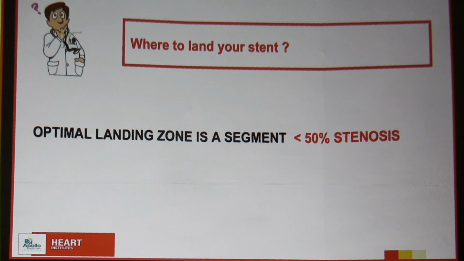Now, the optimal landing zone should be anything less than 50% of stenosis, because it may be a diffuse disease, so you do not have to stent the full thing. Try to keep it where the landing zone is less than 50%.